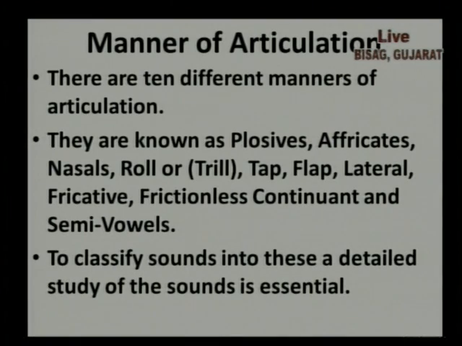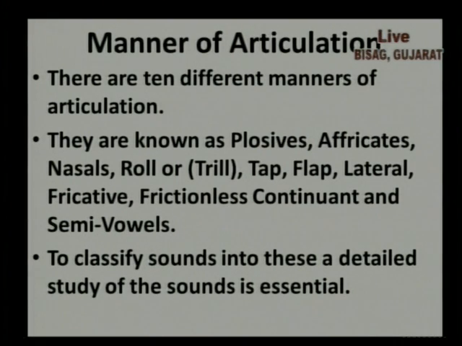There are 10 manners of articulation which are known as plosives, affricates, nasals, roll or trill, tap, flap, lateral, fricative, frictionless continuant, and semi-vowels. Let's just give one example. We've already talked about nasals. I just said that m and n are nasal sounds. The sounds produced from the nose side, those are nasal sounds. Lateral is easy to remember because l is a lateral sound. And Pranay talked about semi-vowels, which was w. And so these are the 10 manners of articulation.